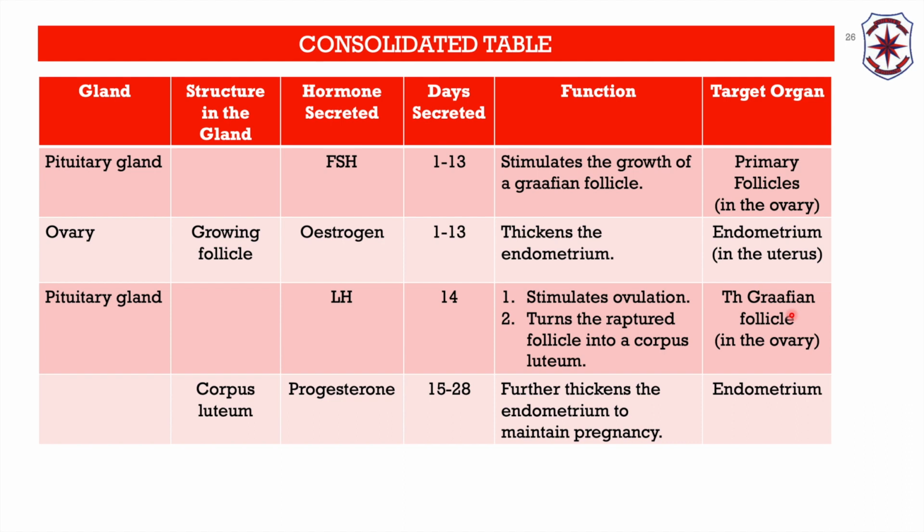From day 15 to day 28, the corpus luteum secretes progesterone, which further thickens the endometrium to maintain pregnancy. The target organ is the endometrium. Where do we find the endometrium? We find the endometrium in the uterus. Because the corpus luteum is a structure inside the ovary, we say that the gland is the ovary.